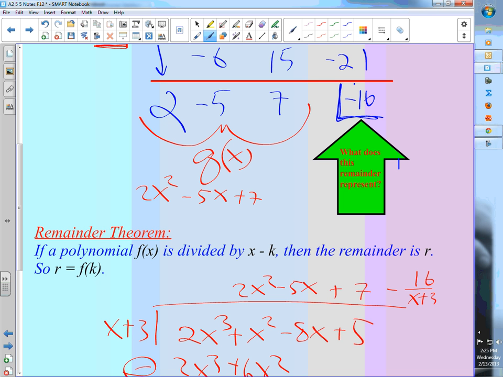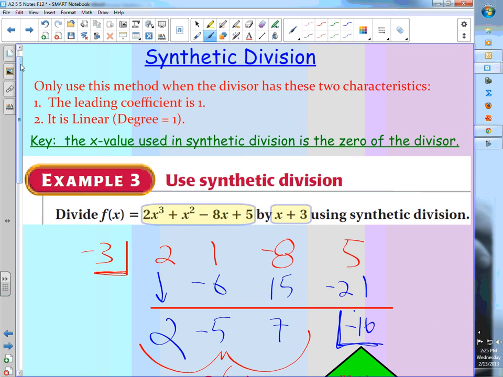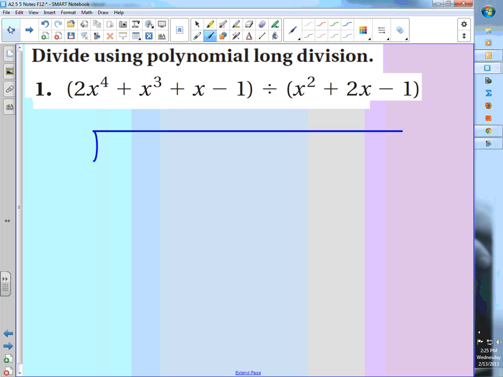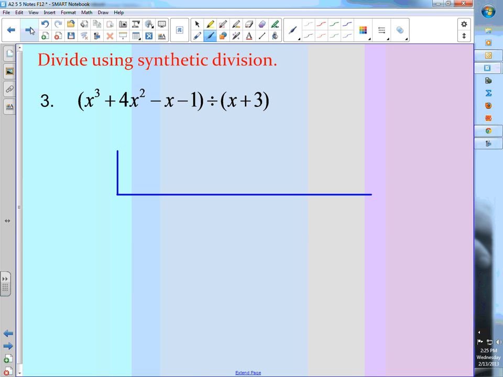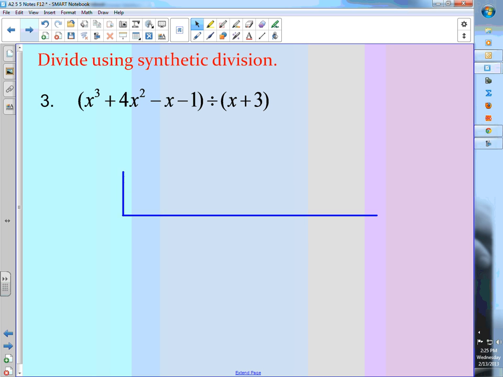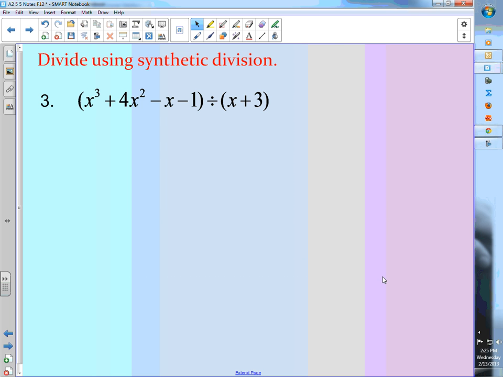You can use either one. Well, I'm going to tell you what to use. Now, on this one, you can use either one. But when you're doing this one, you have to do polynomial long division because what you're dividing by is not x plus or minus something. It just doesn't work that way. Okay? So when we do synthetic division, we are going to find a quotient, we're going to find a remainder.